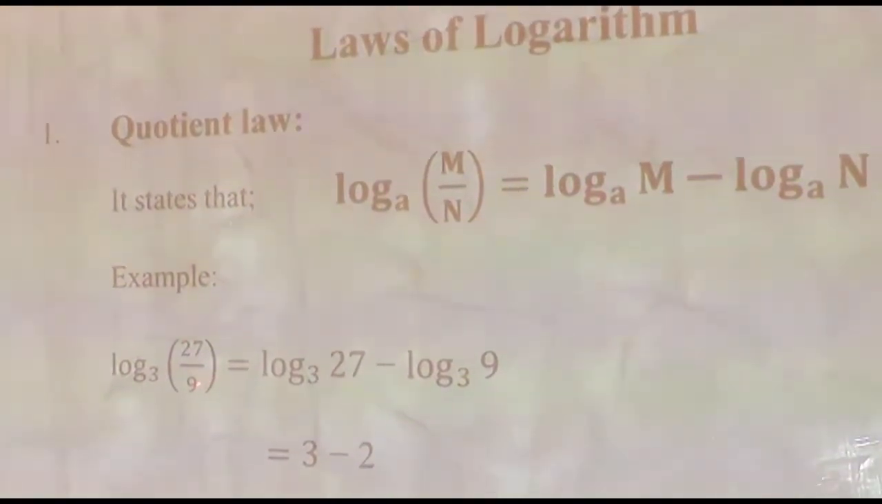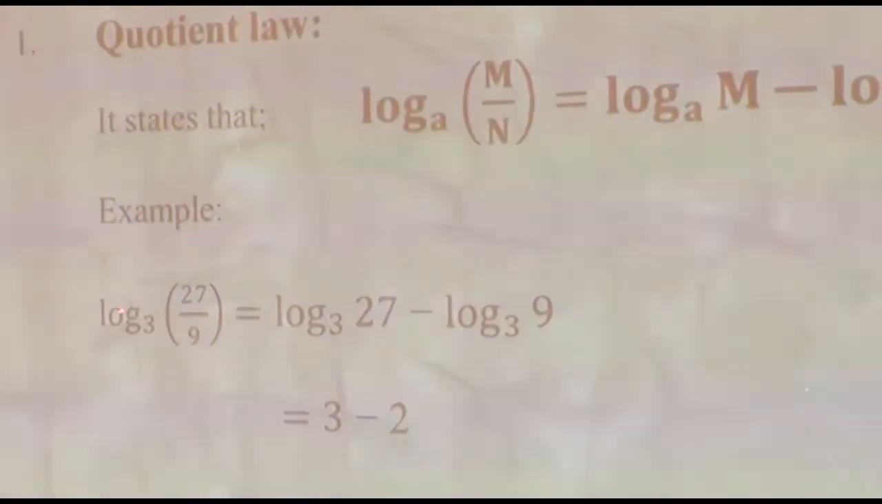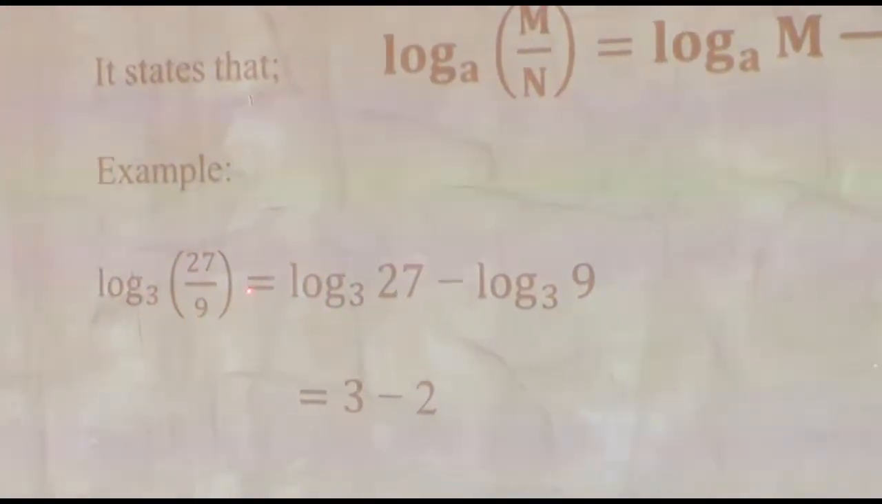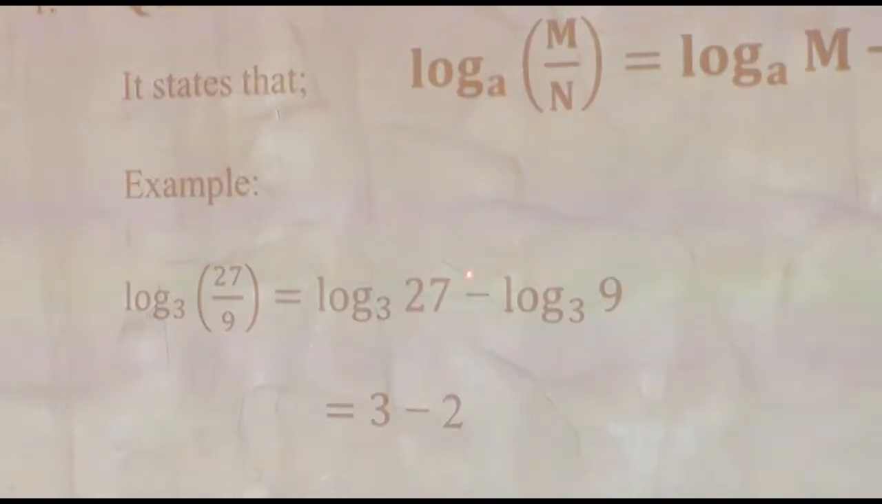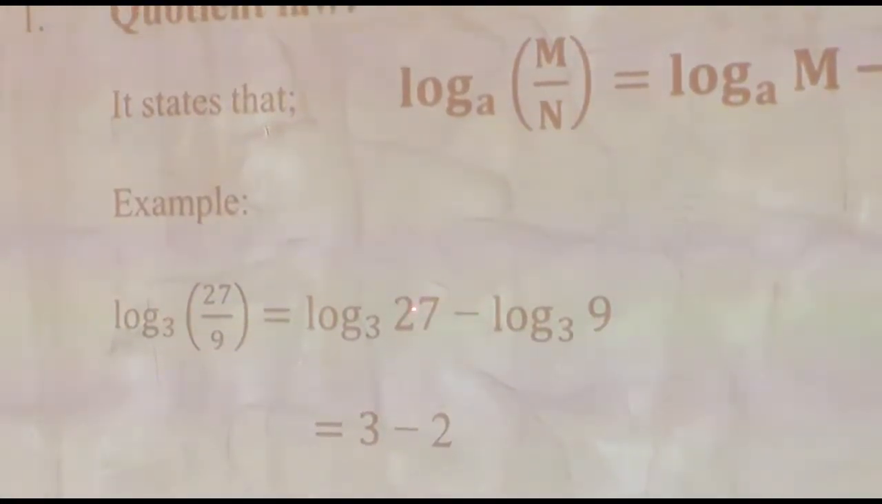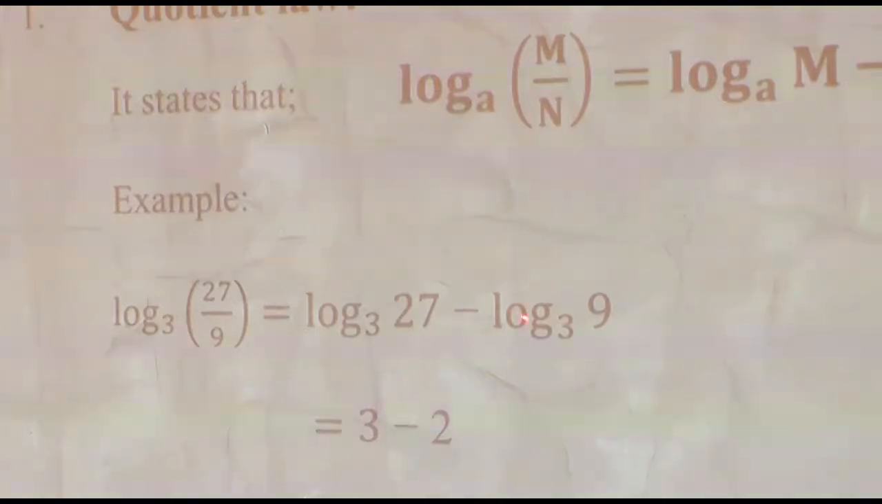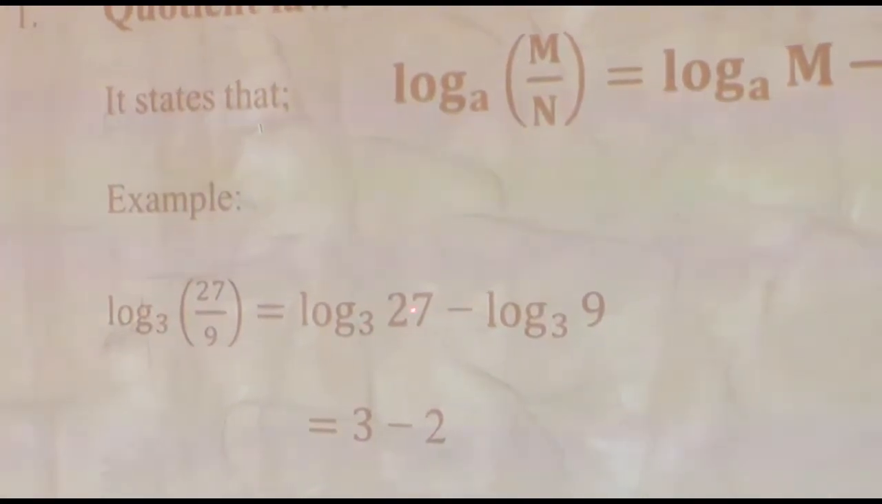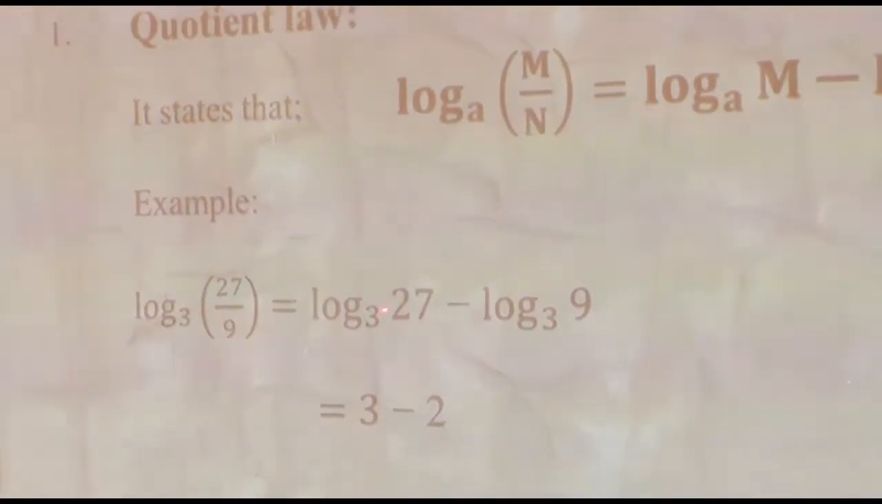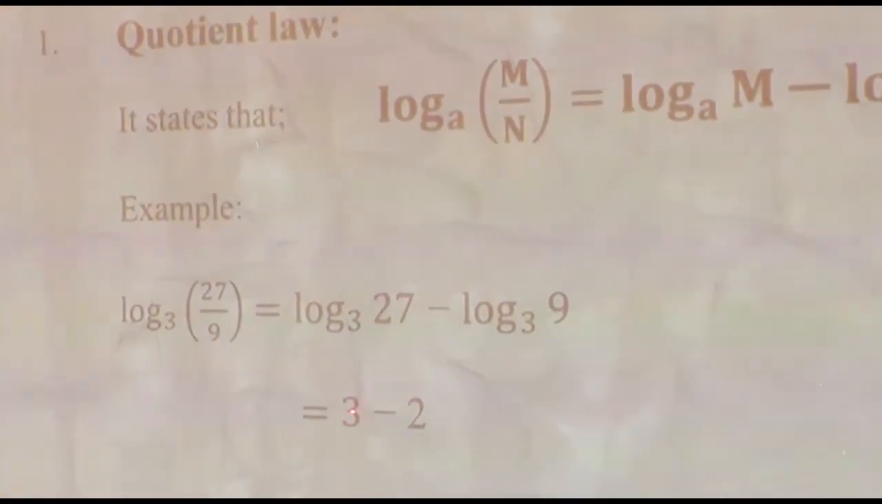Here they are dividing themselves. But remember, this log here is common to the two of them. So this is log 27 to base 3 minus log 9 to base 3. If you find log 27 to base 3, that means how many times can 3 be raised to obtain 27? And 3 will be raised 3 times to obtain 27.